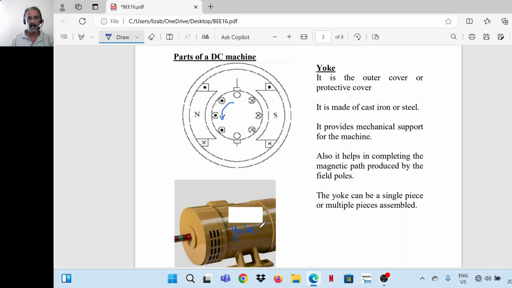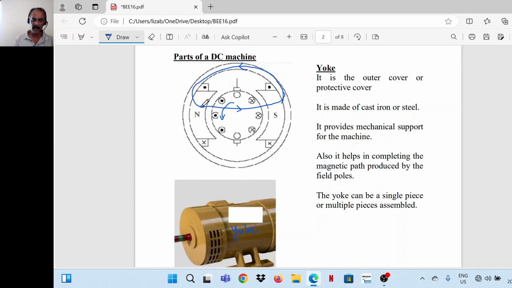So it acts as a protective cover for the machine and it provides necessary mechanical support for the machine. It's made of cast iron or steel. So another important function of the yoke is to complete the magnetic flux path. That is, flux produced by the field poles cut the armature and complete the path through the yoke.